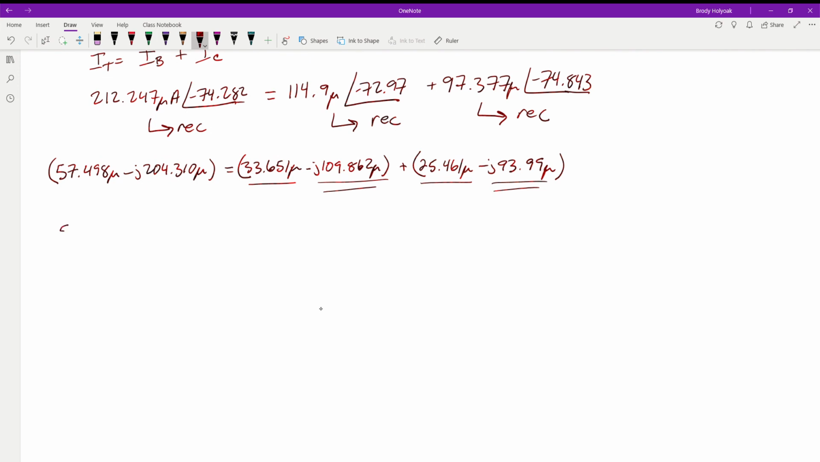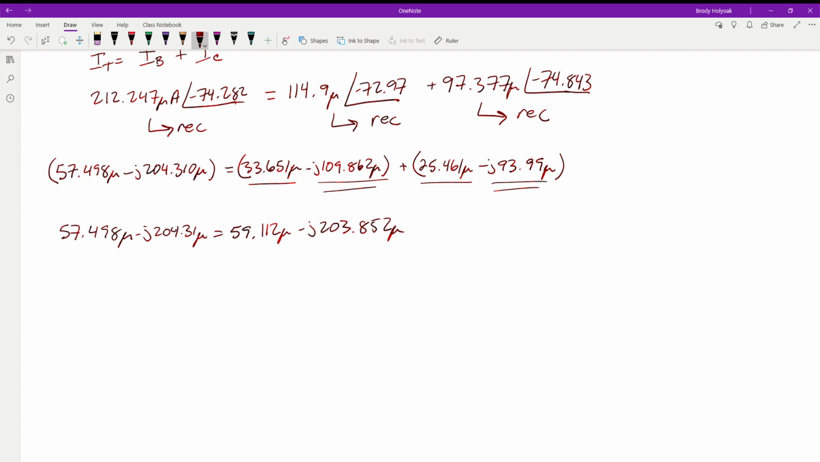And we end up with 57.498 micro minus J of 204.31 micro. So that is our total. And we end up with 59.112 micro minus J of 203.852 micro. So now when we're comparing these, what we want to look at is each of the values. Are they close enough? And then overall, is the thing close enough? In this instance, I can tell you that yes, we are fine and these are going to be close enough.